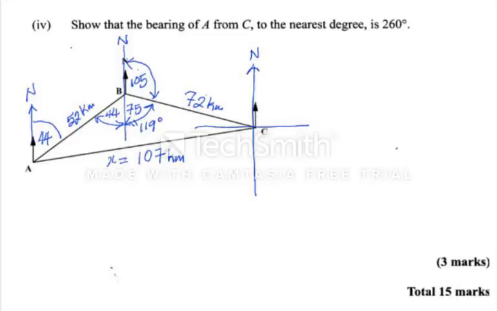Bearing is measured clockwise from north. So I'm going to start from north and come around until I get to the line that connects A and C. Now that angle, represented by the arc I just drew, indicates the bearing of A from C. So we need to find that angle. If I knew this angle here, I could simply take that away from 360, angles at a point, to determine the bearing of A from C.